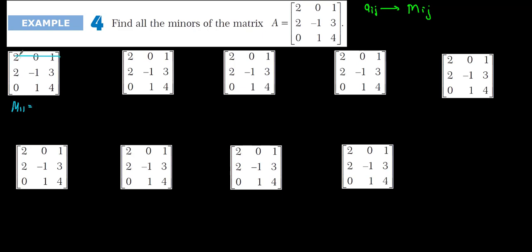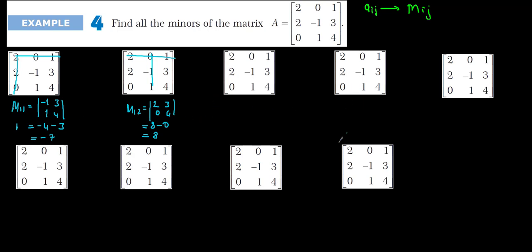M11 is when the first row and first column are deleted, and we take the determinant of the rest of them, which is minus 1, 3, 1, 4. M11 is equal to minus 1 times 4, which is minus 4, minus 3 times 1, which is minus 3, so it is equal to minus 7. This is M11. What about M12? M12 is when the first row and second column are deleted. So the entries are 2, 3, 0, 4, which is equal to 2 times 4, which is 8, minus 0 times 3, which is 0, so it is equal to 8.